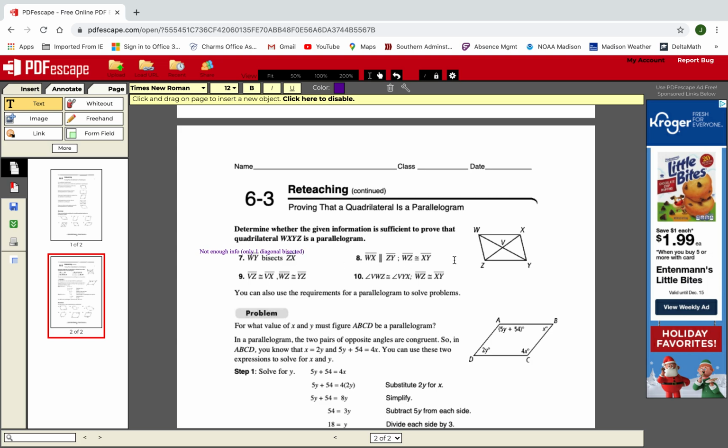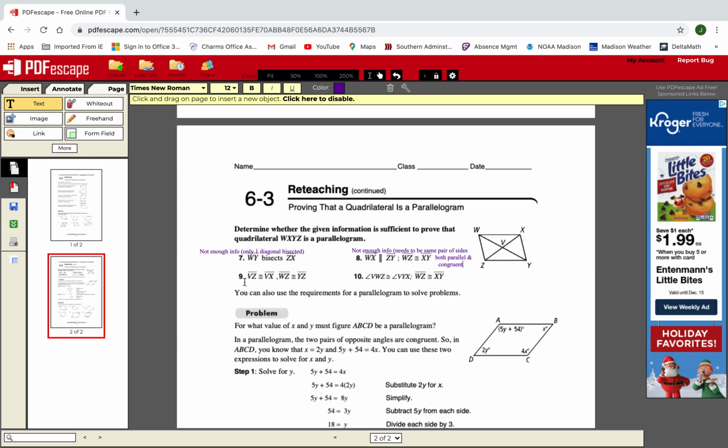Okay, so 8 says that WX is parallel to ZY and WZ is congruent to XZ, but we would need one pair of sides that's both. So this one also is going to be not enough info. Needs to be the same pair of sides. That would have to be both parallel and congruent. Okay.